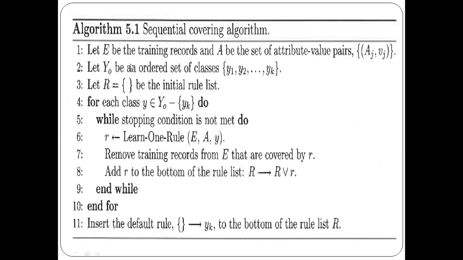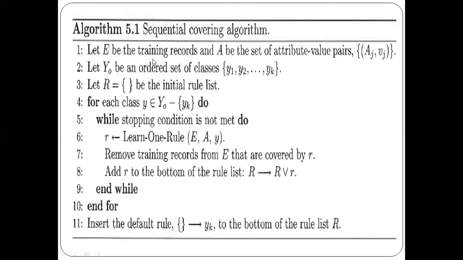Okay, so now coming to this algorithm. Here the input is a set of training records, that is capital E, and A is the set of attribute value pairs, that is Ai, Vj. This is the input. So E is the set of training records, and A is a set of attribute value pairs, that is Ai and Vj. And Y naught is an ordered set of classes that contains the class labels Y1, Y2, up to Yk.